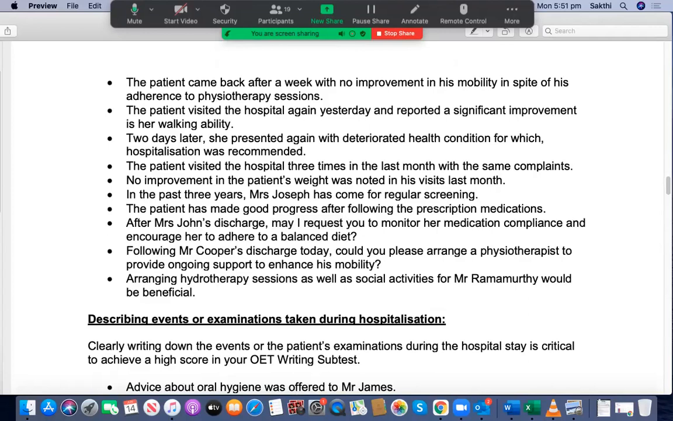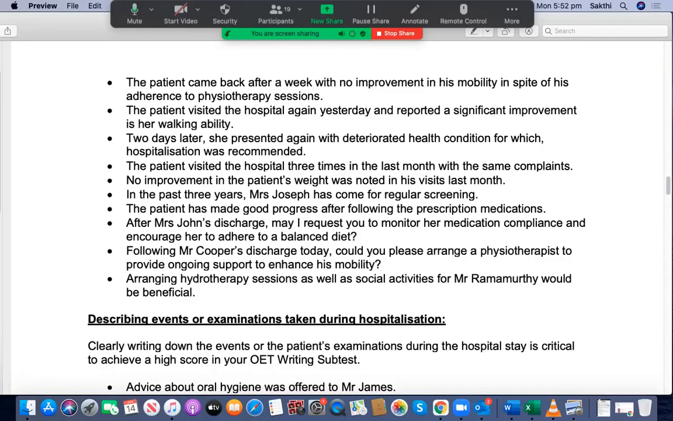If everyone is writing the same structure, for example, after Mrs. John's discharge, could you please monitor her medication compliance and encourage her to adhere to a balanced diet? It's not good, right? Everyone is writing that, isn't it? You need to use polite words, formal expressions, formal words that can show politeness. Although speaking can be a semi-formal conversation, writing is 100% formal. So you need to use only polite words, all right?